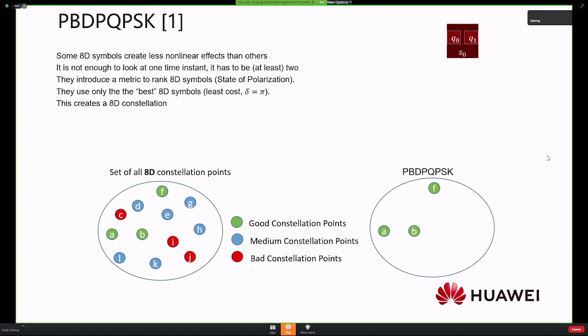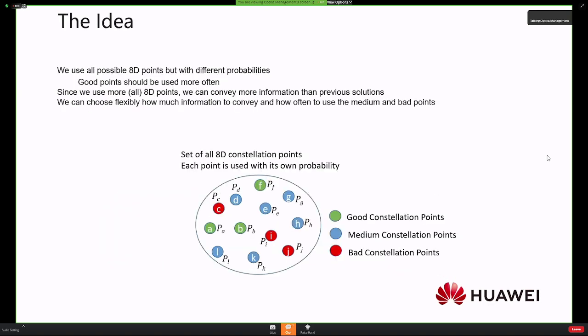Then other people said, this is a very low rate. So we should take the good points and also the medium points. And you could continue like that. But with our tools, our hammers, we are suggesting: why don't we assign probabilities to those points? We want to use the good points often, the bad points less often, and the mediocre ones also with some probability.